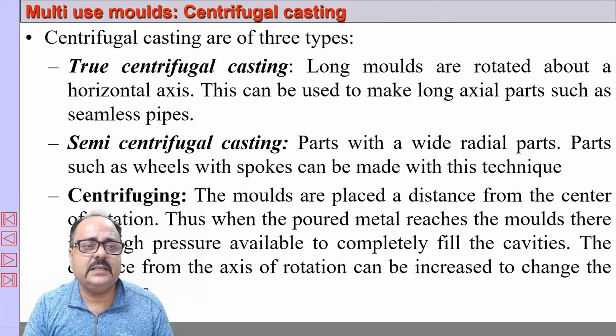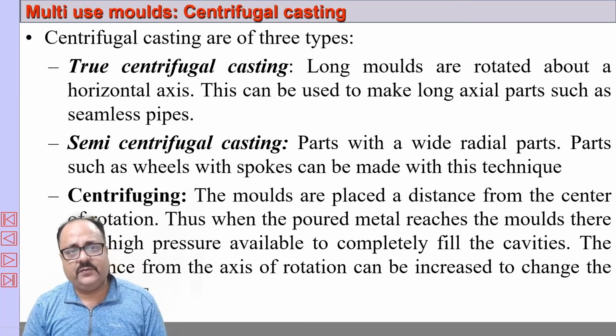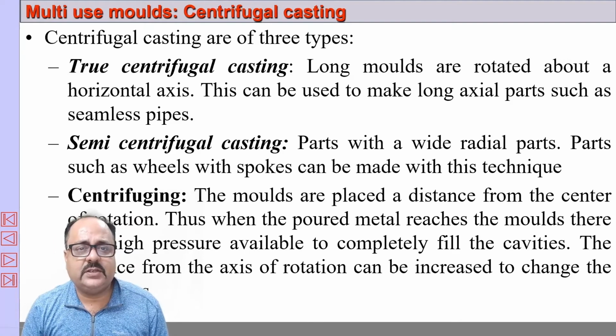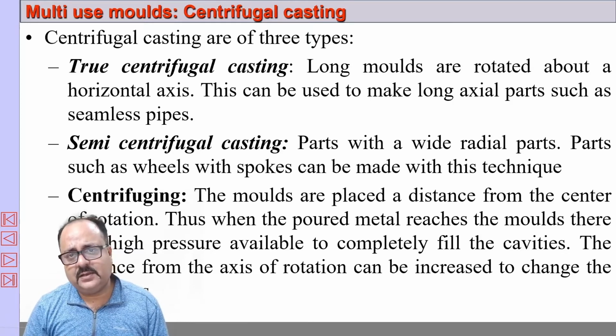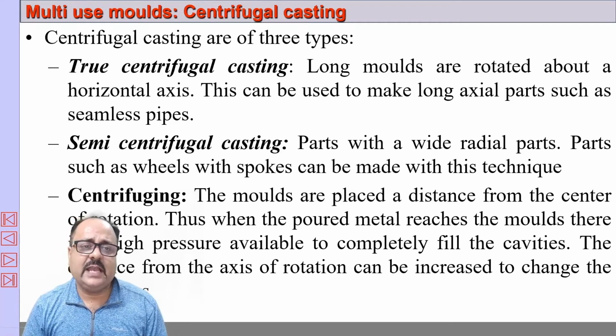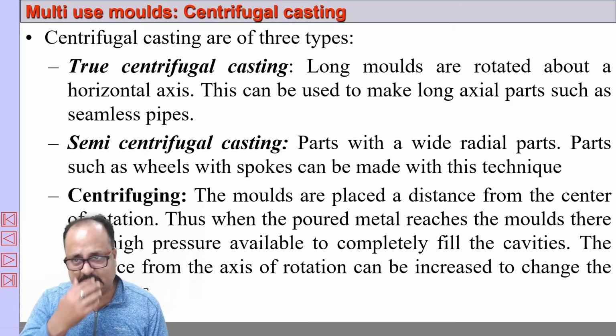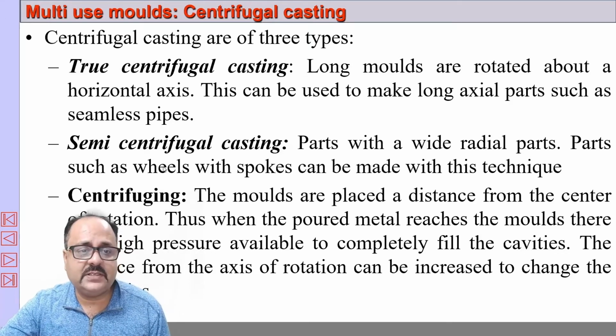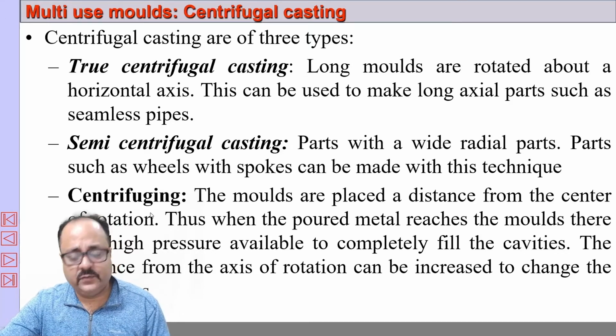So with this we move on to centrifugal casting. Centrifugal casting can be of three types: true centrifugal casting, semi-centrifugal casting, and centrifuging. True centrifugal casting is used for long components without any seam, which are axisymmetrical about a horizontal axis. And we have semi-centrifugal casting and centrifuging.